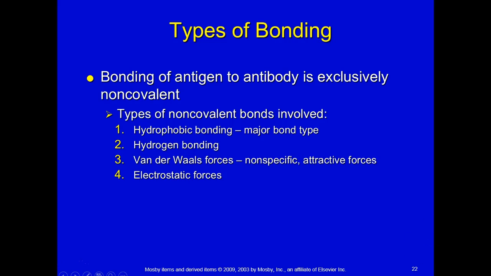We have different types of bonding involved between an antigen and an antibody. It's exclusively non-covalent, but here's the type of bonds that are involved: hydrophobic, hydrogen, van der Waals forces, and electrostatic forces.